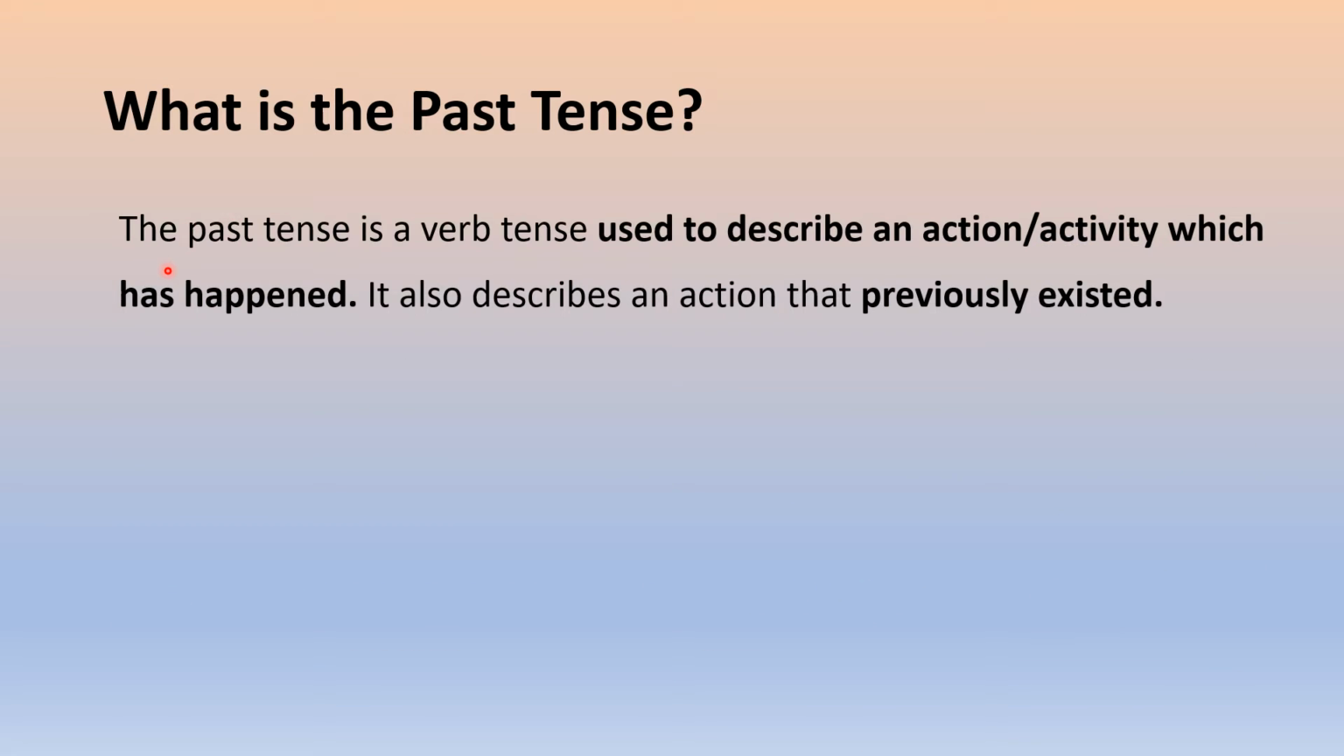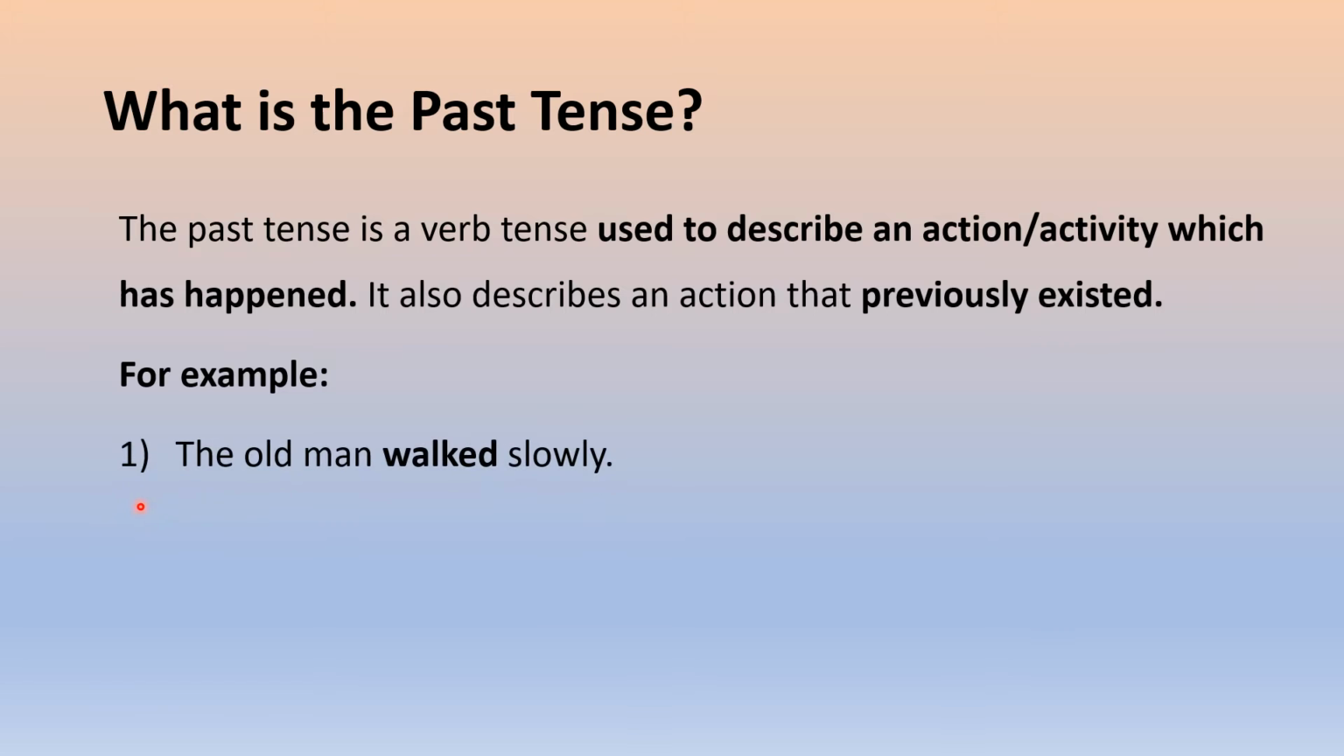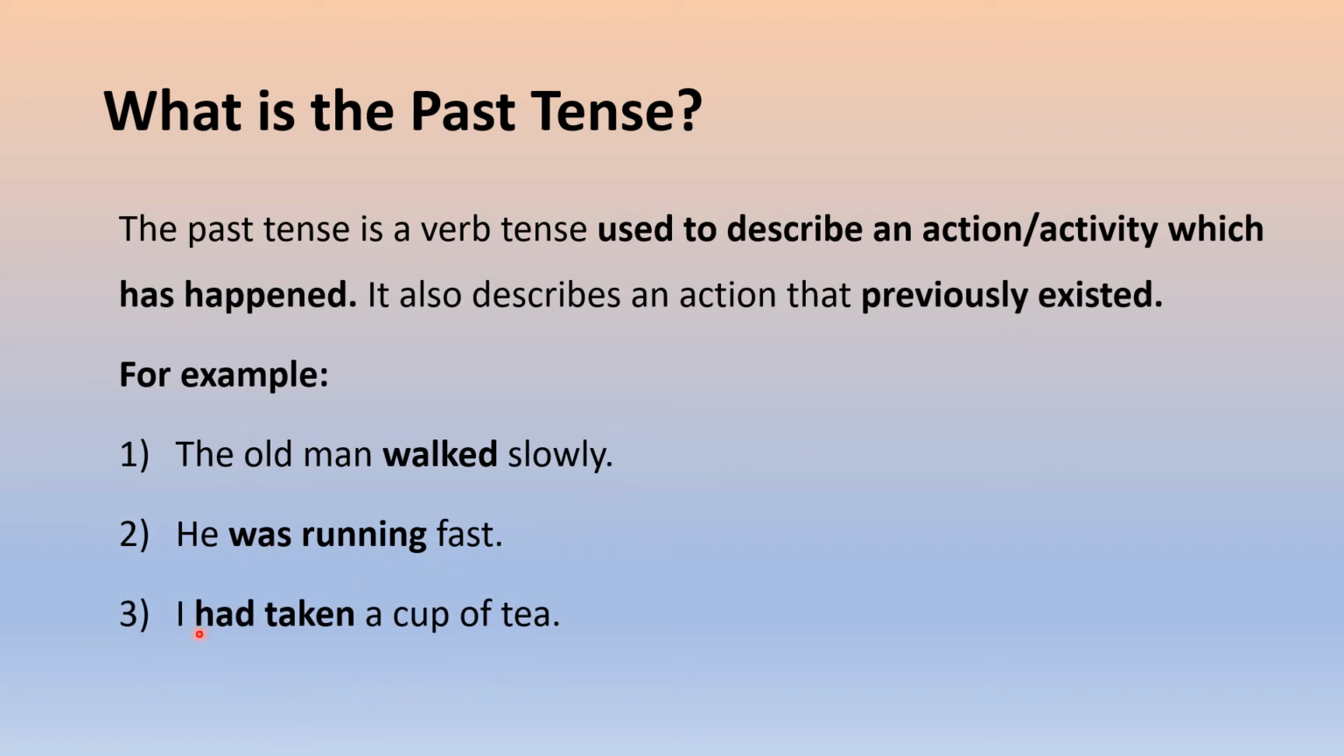The past tense is a verb tense which is used to describe an activity or an action which has happened. It also describes an action that previously existed. For example, the old man walked slowly. He was running fast. I had taken a cup of tea and it had been raining since noon.